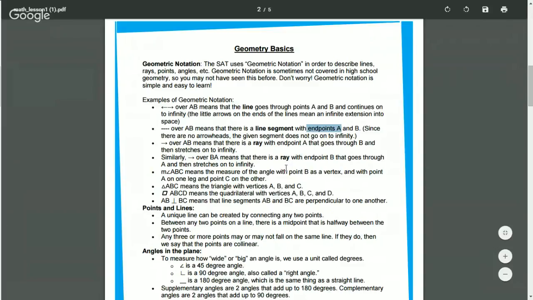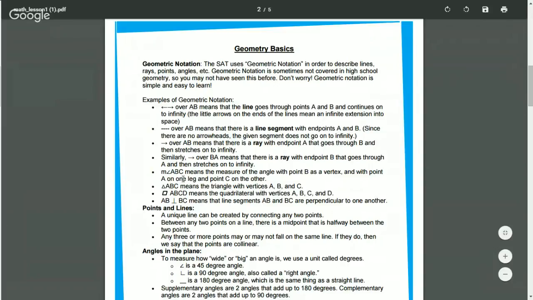It's pretty simple. When it says m angle ABC, it means the measure of angle ABC, with the middle letter, in this case B, being the vertex, and point A on one leg and C on the other. And we'll see that later in the presentation.